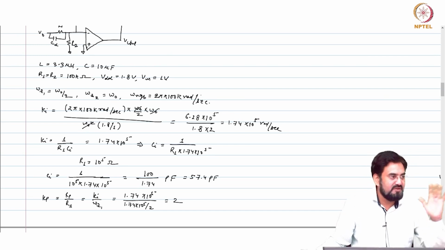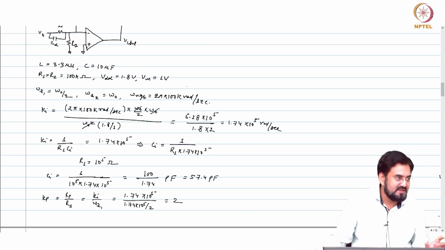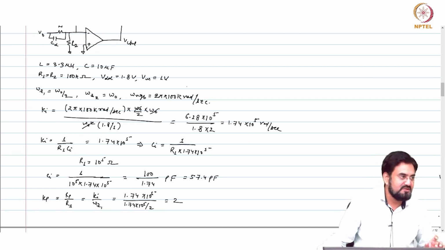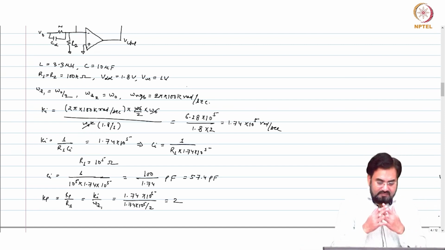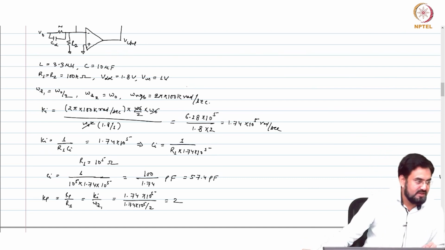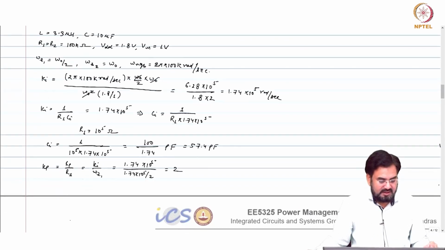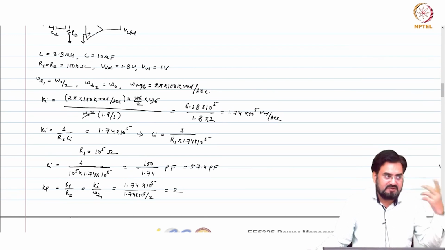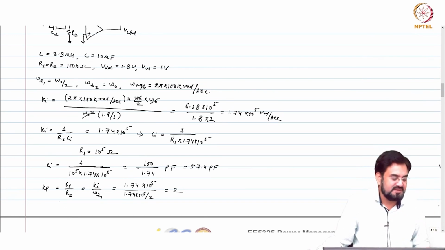If it is not given, then you have to find out what values of LC you want to choose, what switching frequency you want to choose based on efficiency, and your ripple spec and all those will be given. So based on ripple spec also you choose values of L and C.